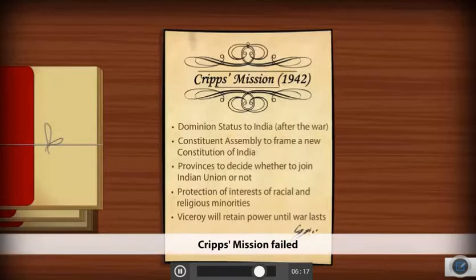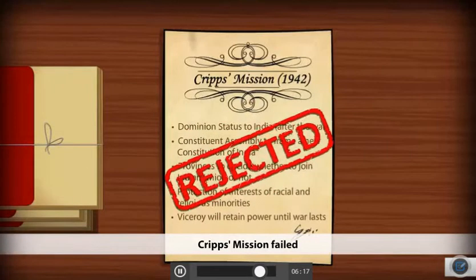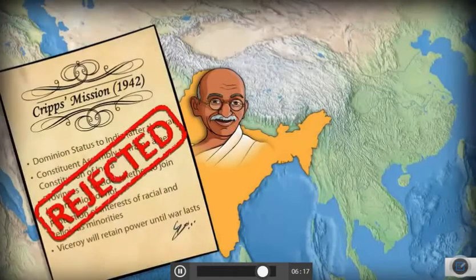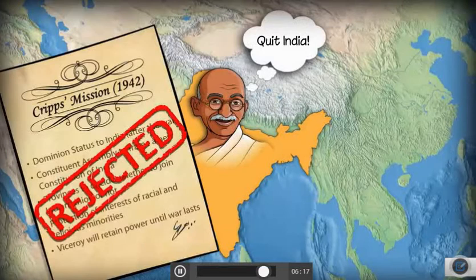However, Cripps' proposal was rejected by Indians mainly because the British did not seem to be prepared for any effective transfer of power to the Indians. While Cripps' mission failed to initiate talks between India and the British, Mahatma Gandhi felt it was urgent that the British leave India in order to avoid Japanese attack on the country.